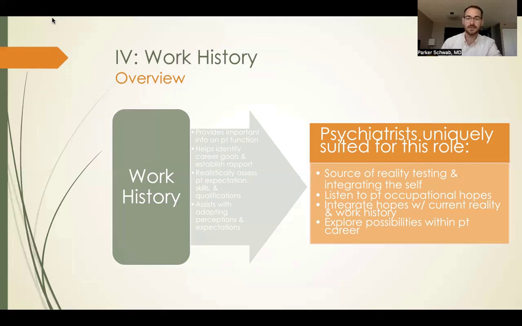We as psychiatrists are uniquely suited for this role, as we often provide a source of reality testing and integration of the self through various psychotherapeutic modalities and tools. We are adept in listening to our patients, especially when it comes to occupational hopes, and then also integrating these hopes with current realities, which is a large part of what a work history helps us do. And then also we're able to help our patients or clients explore possibilities within their own career and what that might mean going forward.